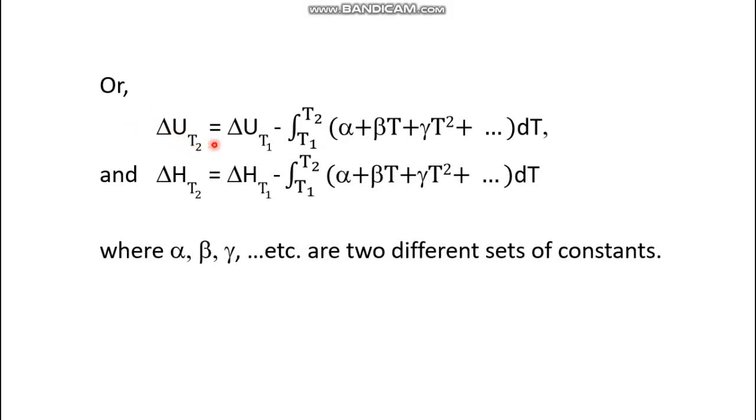Delta Ut2 equals delta Ut1 plus the integration from t1 to t2 of alpha plus beta t plus gamma t square plus dot dot dot c dt. And for delta H also the same expression, but alpha, beta, gamma are two different sets of constants. That means for Cb, alpha, beta, gamma have their own values, and for Cp, alpha, beta, gamma have their own values. They look the same here, but they are different. That is why we are using the term two different sets of constants. Okay, so that's all about Kirchhoff's equation.